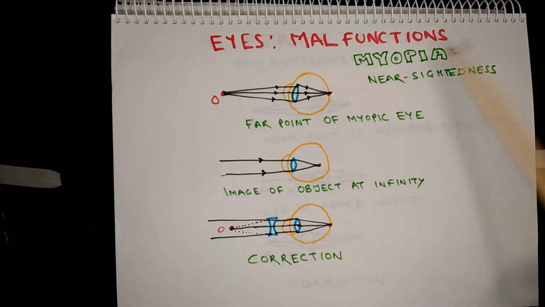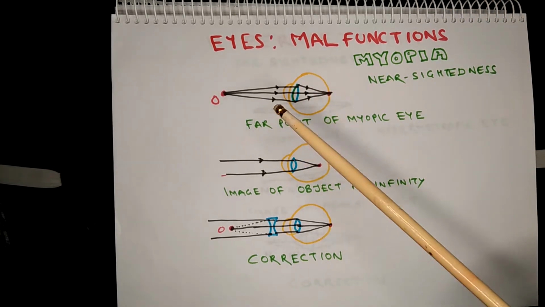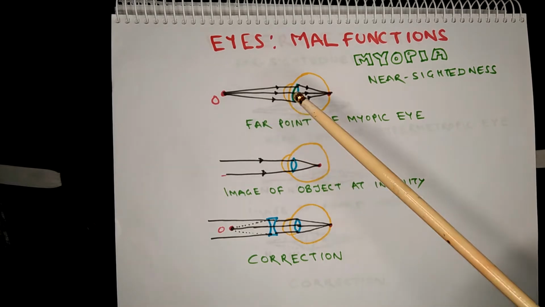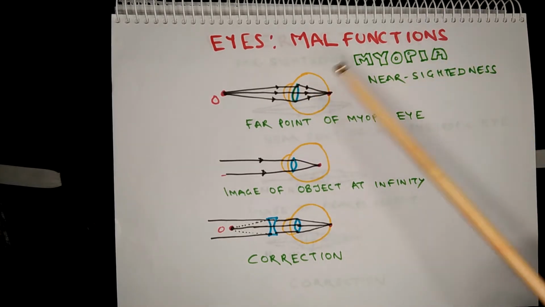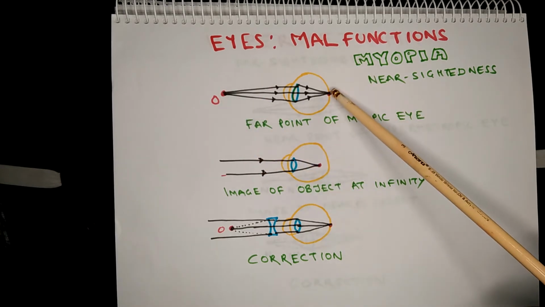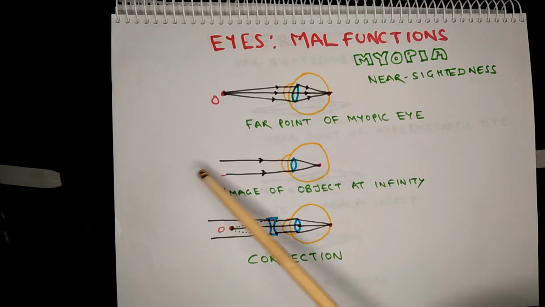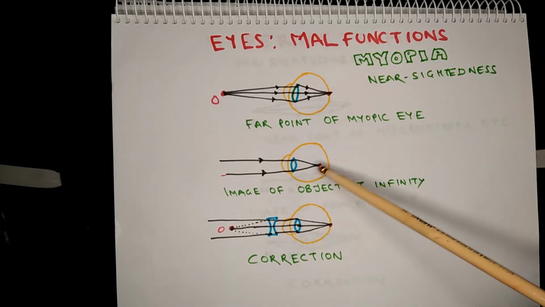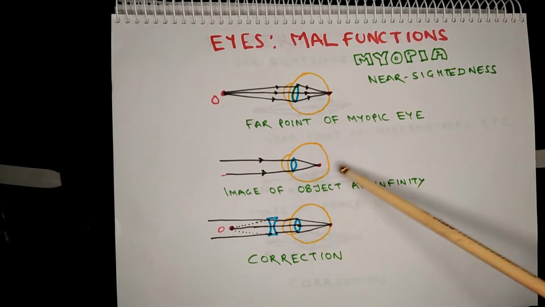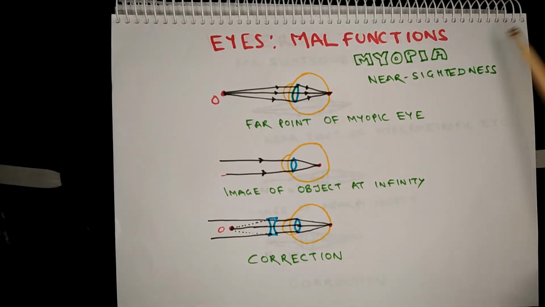The first figure shows that the far point of the myopic eye comes nearer to the eye, and because of this, when the objects are near the eyes, the image is clear on the retina. But when the light rays are coming from distant objects, they get focused in front of the retina instead of on the retina. So a blurred image is formed on the retina, and due to this, a myopic person is unable to clearly see a distant object.